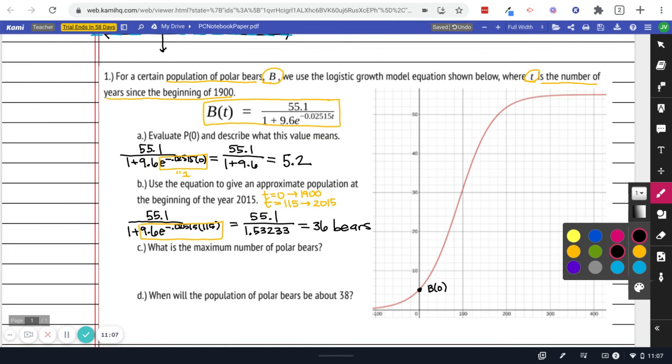So if I look on the graph, if I want to know about 2015, we said that would be about right here. And I feel pretty good saying, yeah, it's about 36 bears. What's the maximum number? Well, the cool thing about maximum, it's just your carrying capacity. 55.1.